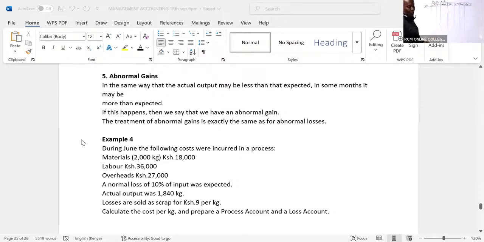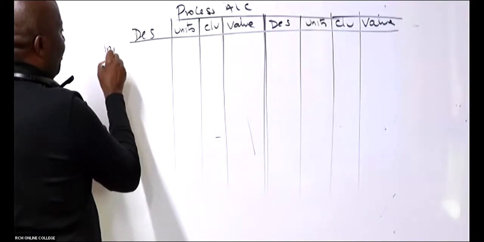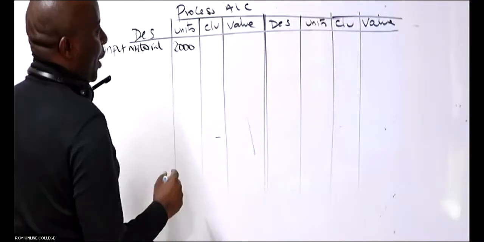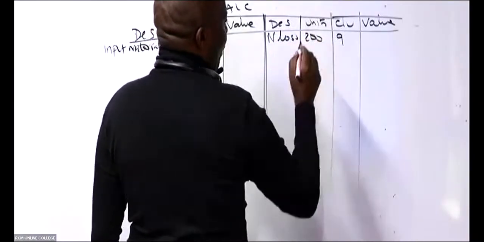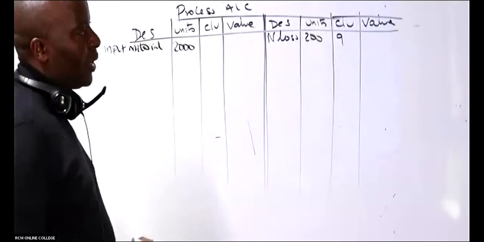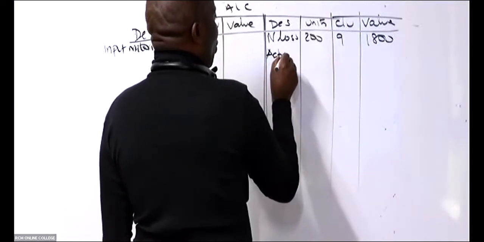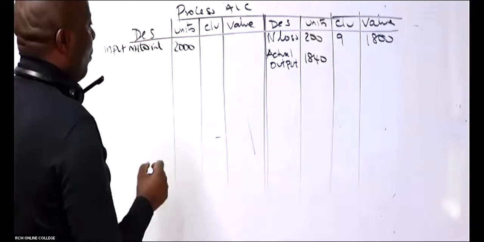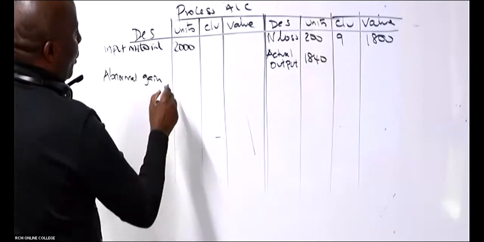All right. Now, ladies and gentlemen, after that, we should be able to post our throughput. Start always with the throughput. For example, we had input material cost of $2,000. We had normal loss of 200. And they have told us we are scrapping at 9 bob still. So 209, that gives me 1800. We have in this case actual output, 1840. We have abnormal gain of 40.